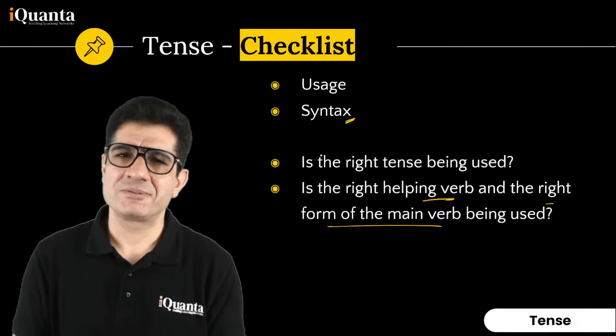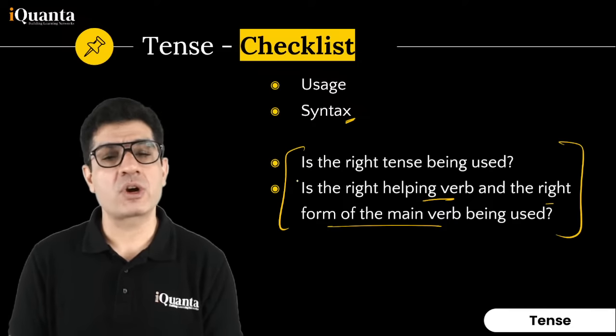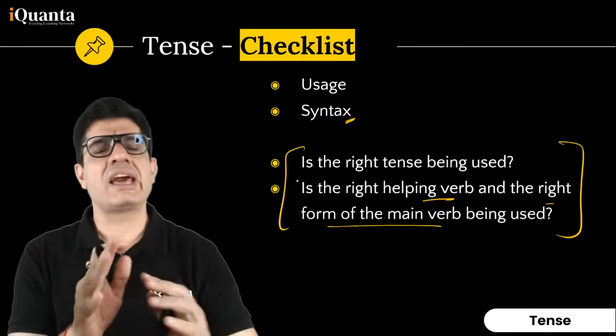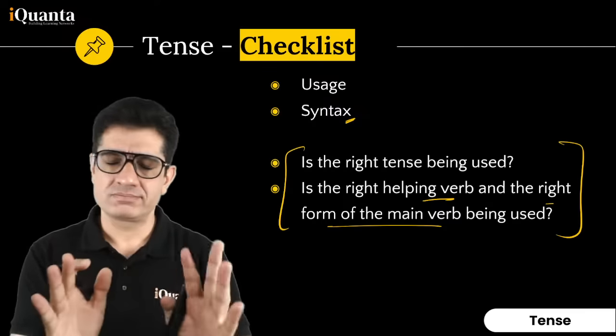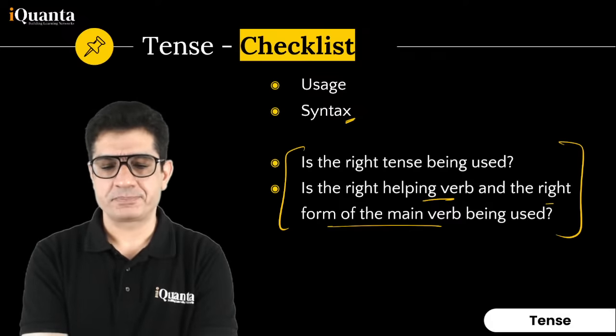That's essentially it. Okay, so if the sentence is okay with respect to these two things, then as far as tenses go, the sentence is clean. There can be some other error, but not this.